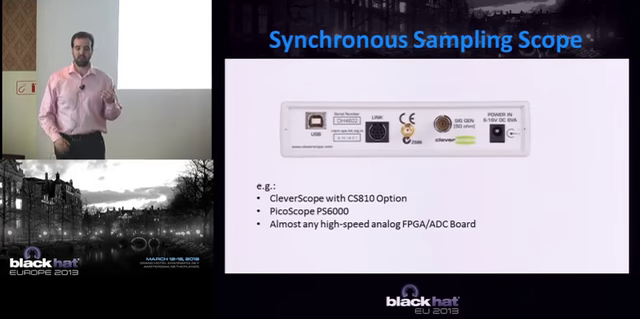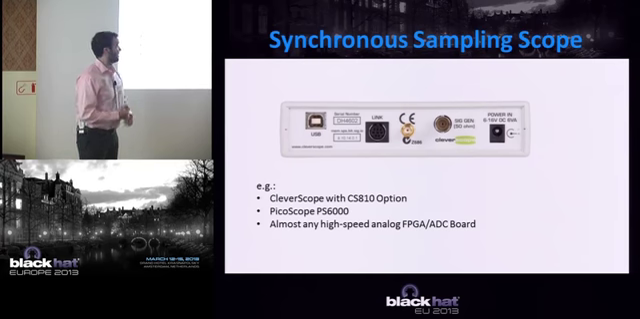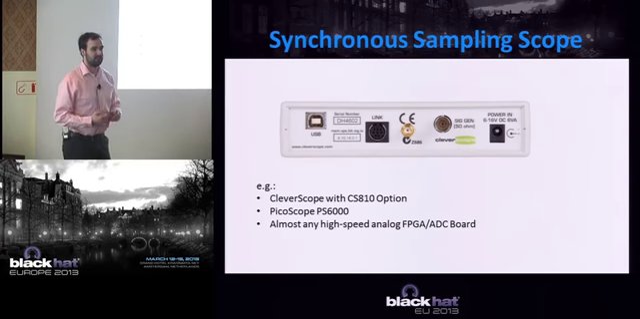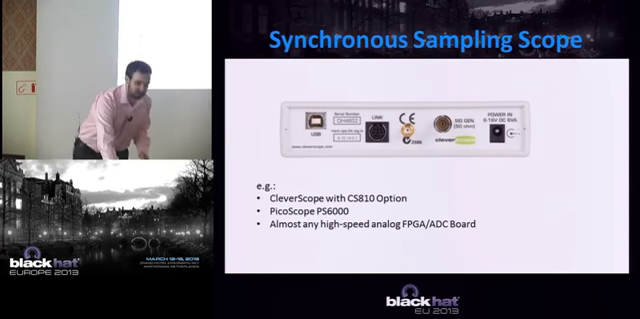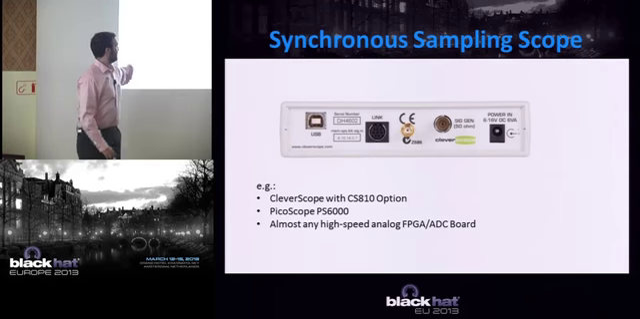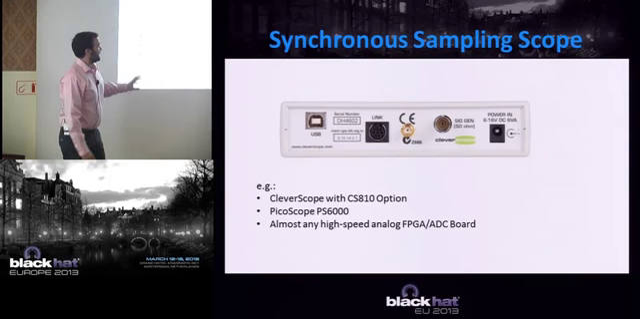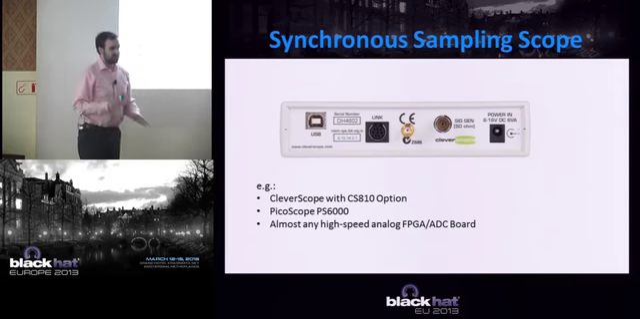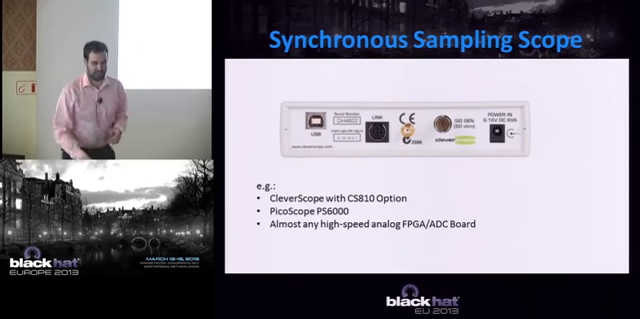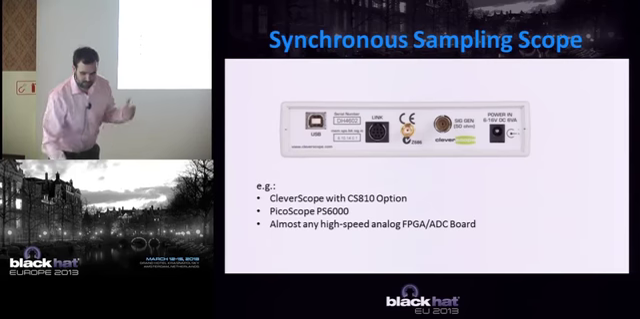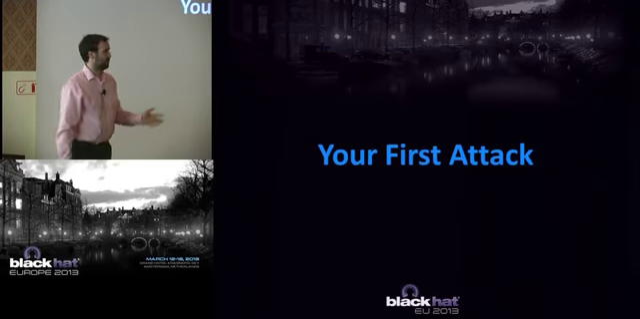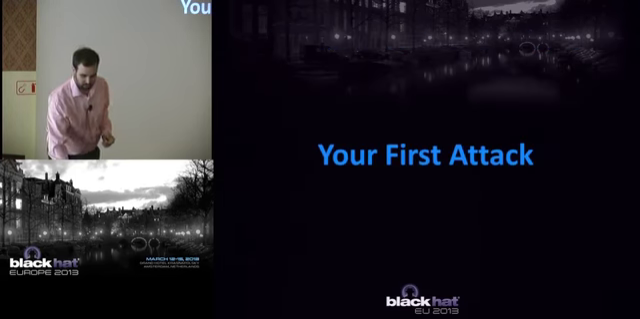Additionally, your scope might already have synchronous sampling. Some do. It's fairly rare. I know ChipWhisperer-era USB oscilloscopes like Clever Scope have an option to add an external sample clock in. Some have an ability to synchronize to very specific frequencies, so you could sort of hack it together. And as I said, almost any other FPGA or ADC board will work.